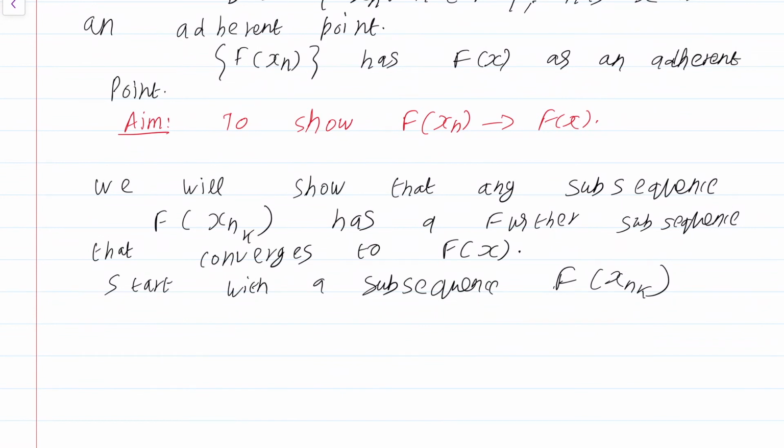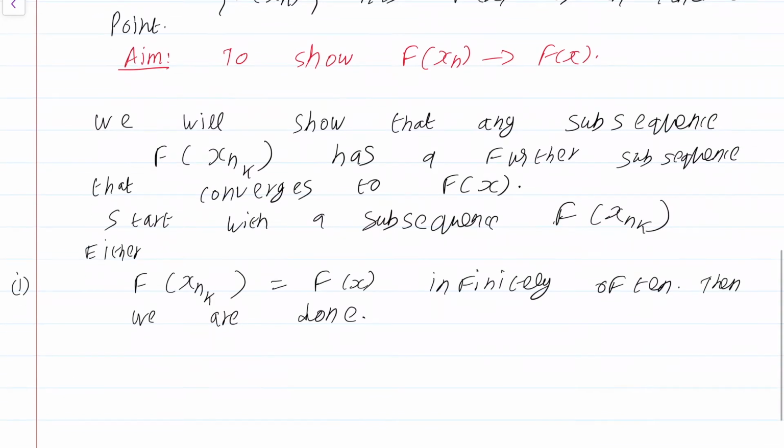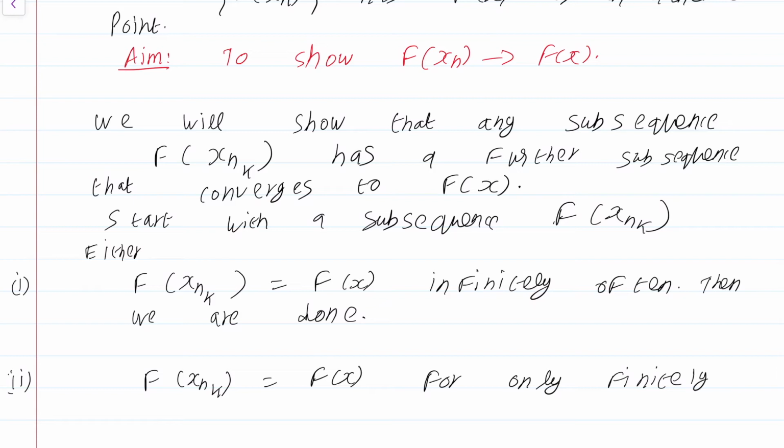Okay, now there are two possibilities. Either number 1, f of x_{n_k} equals f of x infinitely often. So that means for infinitely many k, f of x_{n_k} equals f of x. Then we are done. I'm not even going to bother writing down how we are done. I'm going to leave it to you. Okay. So the second case is f of x_{n_k} is equal to f of x for only finitely many k. It's a pure dichotomy. Finitely many k. This is the case we have to deal with.